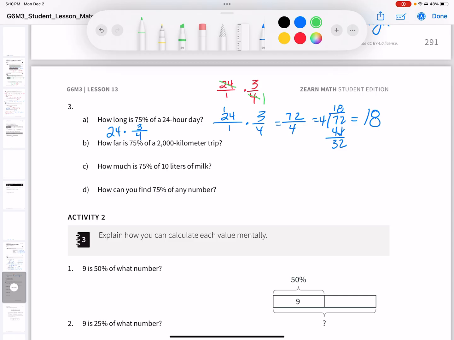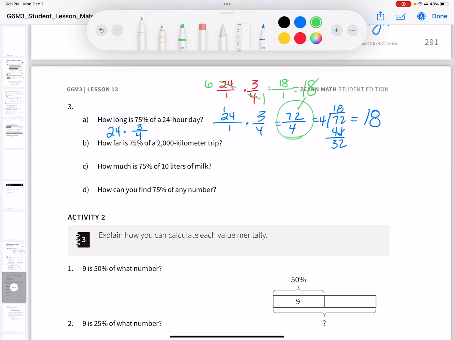24 divided by 4 is 6. So this allows me to reduce first instead of reducing after. So 6 times 3 is 18. 1 times 1 is 1. So that leaves me with 18. See how much easier it is?